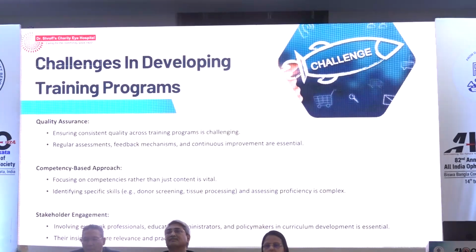Competency-based approach: we have to focus on competencies rather than just content. When we are talking about recovery technicians, it should be what the competency of a recovery technician should be. The training program should cater to that competency. We have to identify the specific skills required for these cadres, and then of course stakeholder engagement. It is not one person's job or one organization's job. We have to involve people from different sectors, educators, iBank professionals, administrators, even the policy makers to have a full-fledged training program.